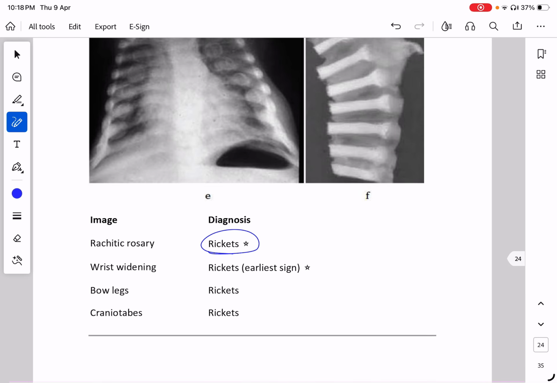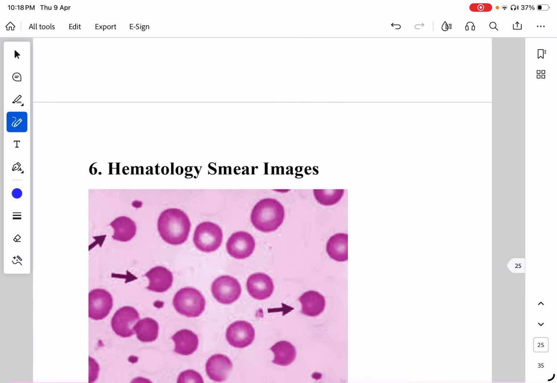Rachitic rosary is seen in rickets; wrist widening is the earliest sign, along with bow legs and craniotabes. So wrist widening is the earliest sign.